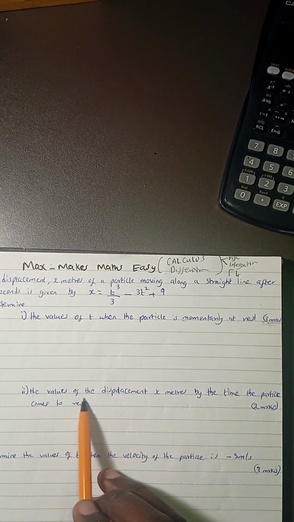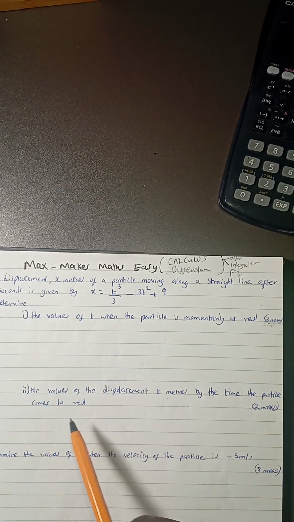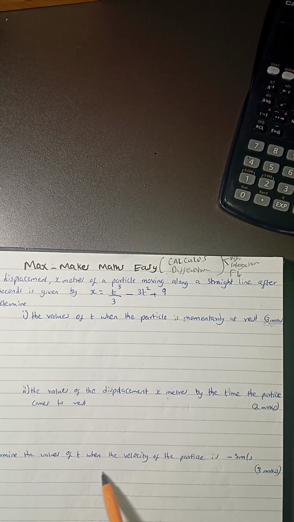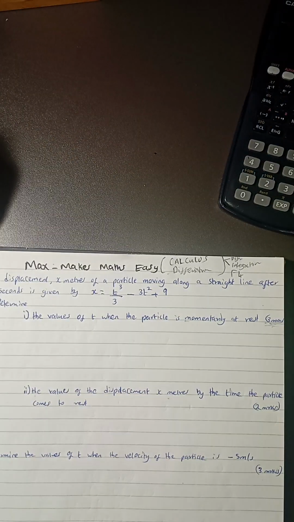The second question is the values of the displacement x meters by the time the particle comes to rest. The third question is to determine the values of t when the velocity of the particle is negative 5 meters per second, that is 3 marks. And the last question is to determine the acceleration of the particle at t equal to 2 seconds.